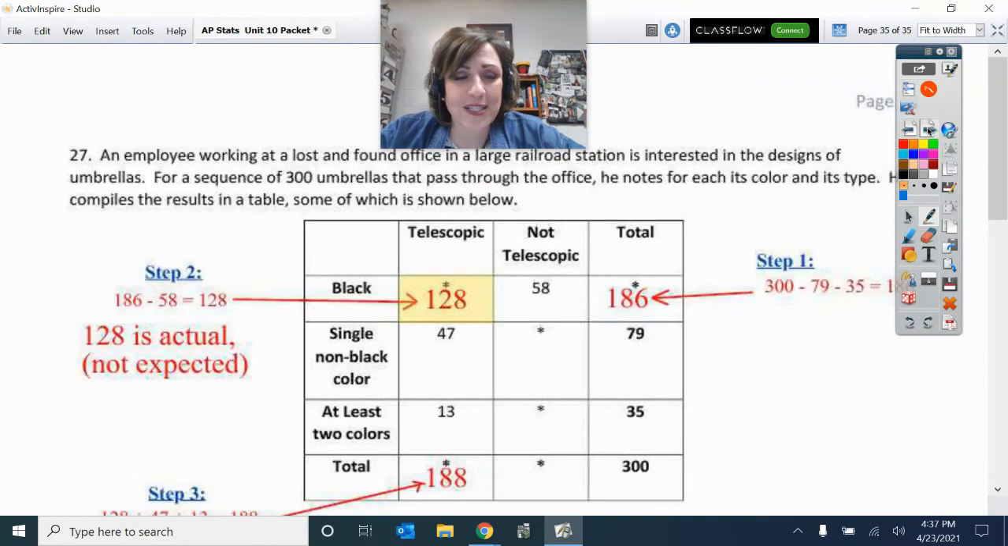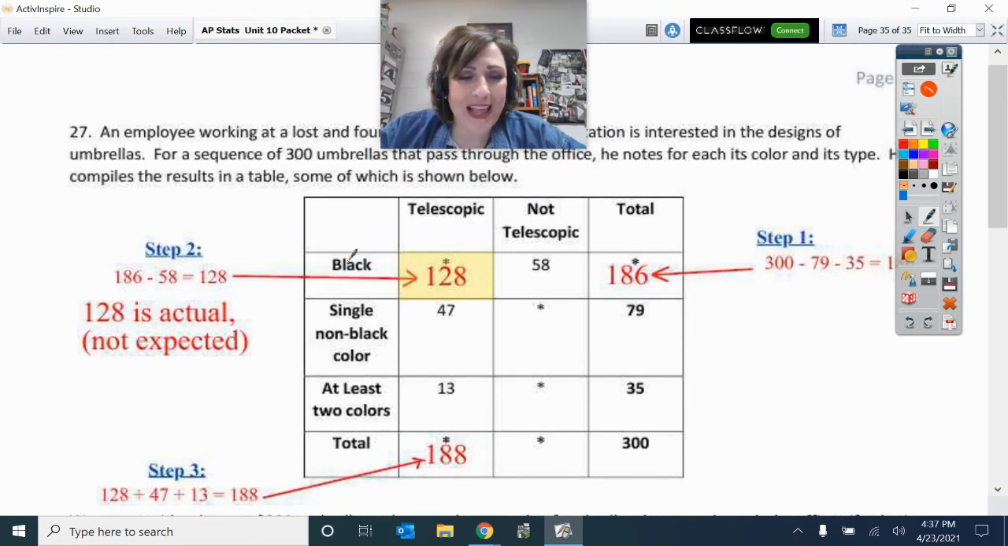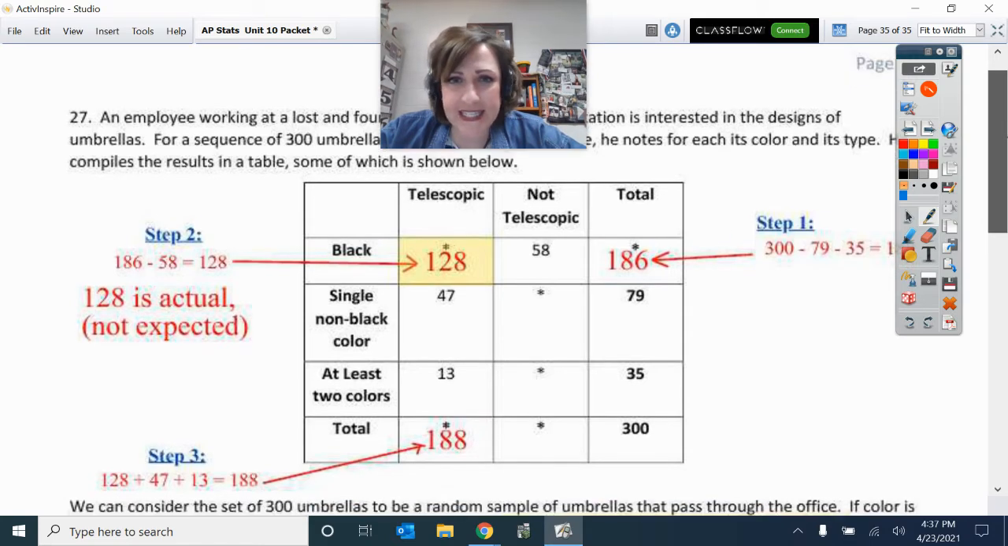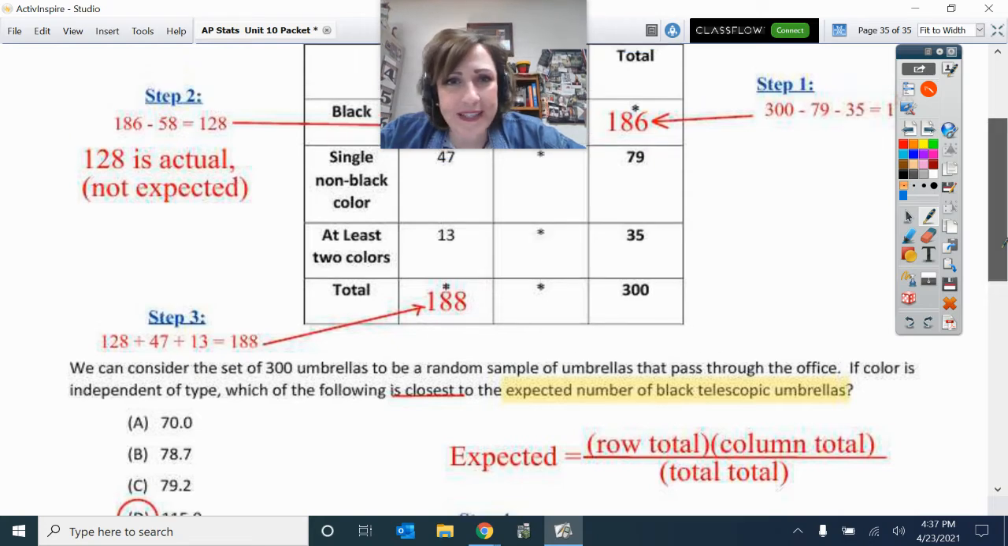All right, and the last one. Ooh, this is a good one. I gave you this problem as kind of a bonus question, I remember, in an earlier unit. So this one's kind of cool. We're talking about the telescopic black umbrellas. What's interesting is that we are asked, what is the expected number? If we know that, and I had posed it to you back when we talked about independence, meaning that it needs to happen at the same rate.